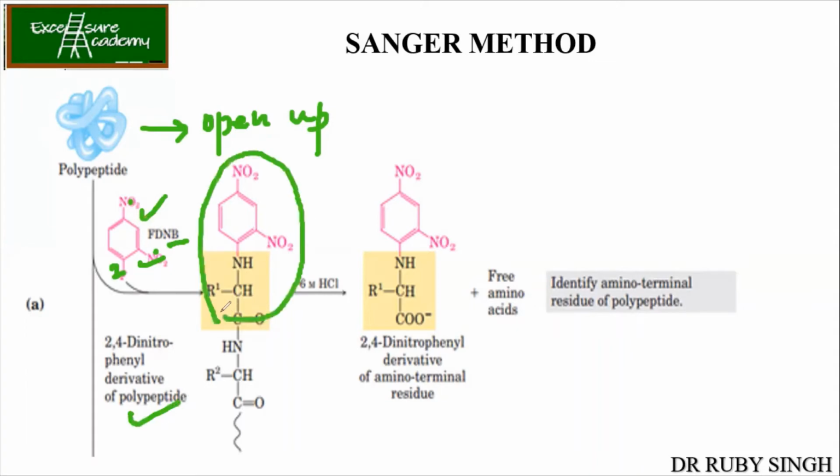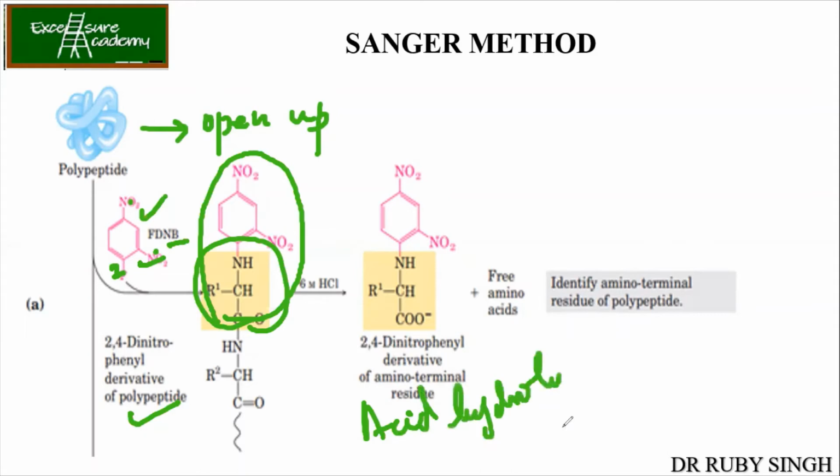Okay, your FDNB is attached, and this is your first amino acid. Now, you are going to do the acid hydrolysis. This is called acid hydrolysis because you are going to break the polypeptide chain now. So, you are using 6 molar HCl.